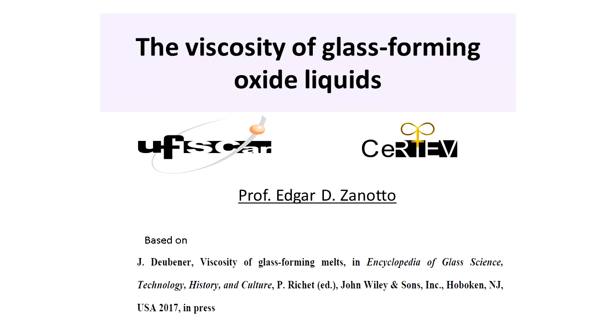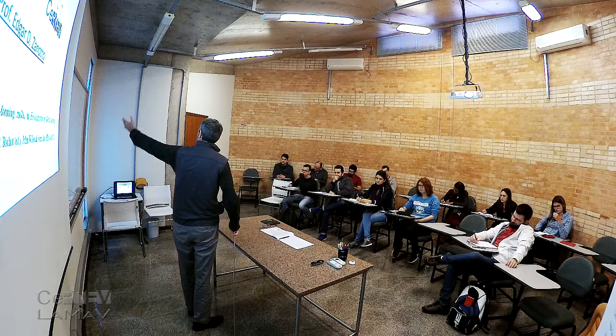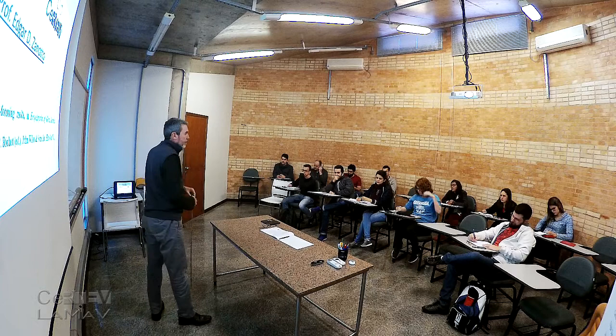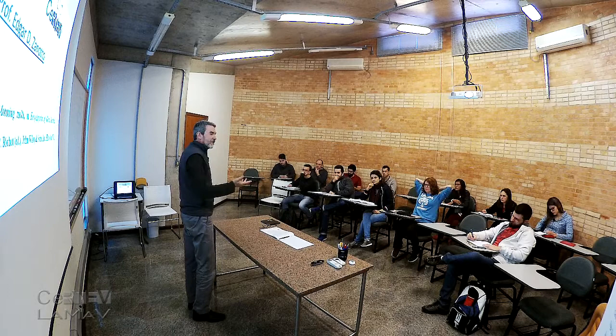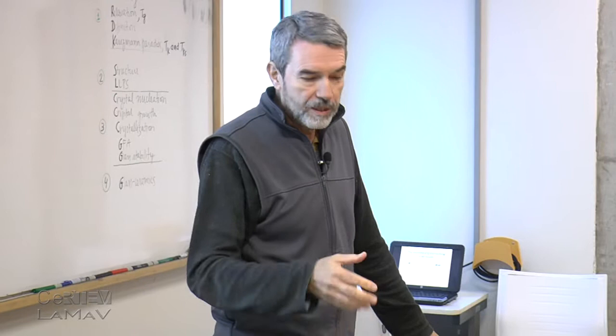The viscosity of glass forming oxide liquids. As you know, there are many glass forming liquids. There are metallic glass forming liquids, organic glass forming liquids. There's also polymer glass forming liquids. I mean, organic with high molecular weight, but this class will deal with oxide glass-forming liquids. Now, the common glasses, although the concepts can be applied to any type of liquid, these are basic concepts which are valid for all glass-forming liquids, but the examples I'm going to use refer to oxide glass-forming liquids because I'm most familiar with oxide glass-forming liquids, and that's the focus of the research work that we do in this lab here in São Carlos.